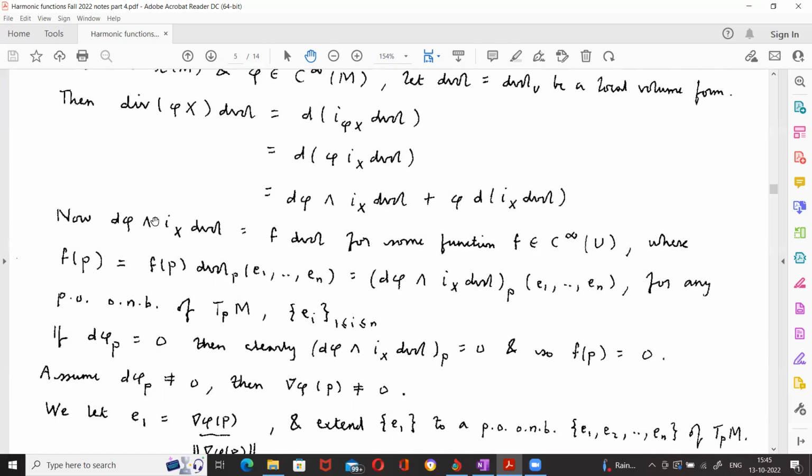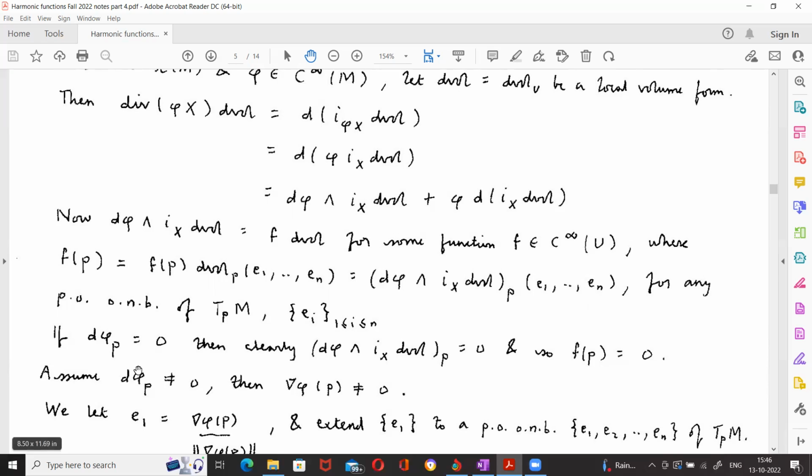So now let's look at this first term, d phi wedge I_X dvol. This is an n-form, right? So therefore it is equal to f times dvol for some function f. We want to compute this coefficient f. We work in the same way as we did earlier. So f I write as f times dvol of e_1 to e_n, where e_i is a positively oriented orthonormal basis of T_pM. Then f dvol, which is d phi wedge I_X dvol, applied to e_1 to e_n.